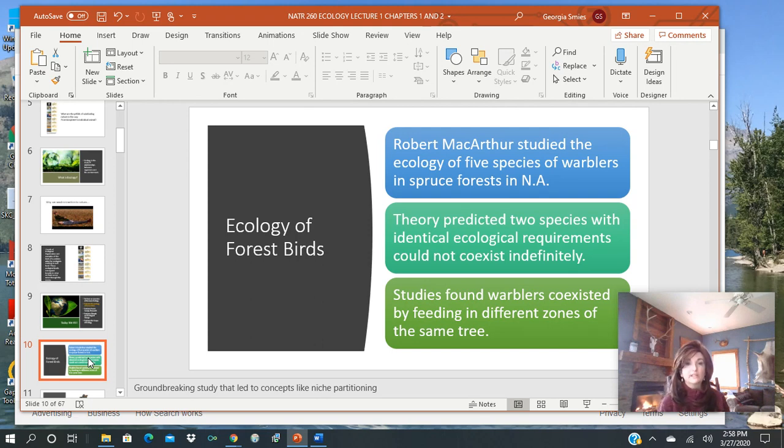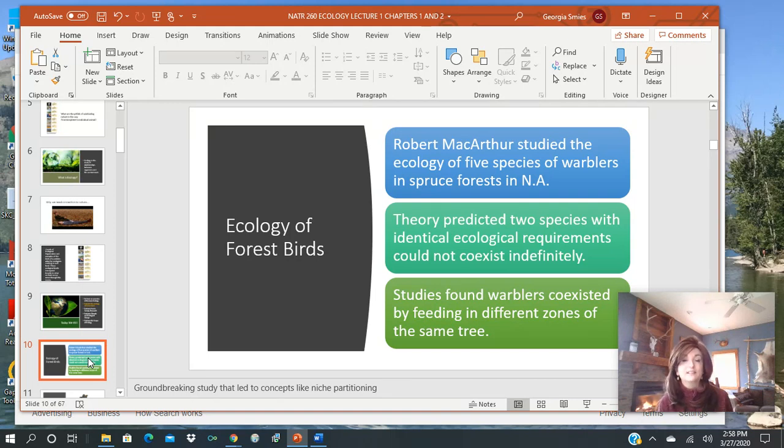Now, he had a working theory, and he predicted that two species inhabiting the same ecological niche could not coexist. And that's just an old paradigm in ecology, right? If you have two animals that need the exact same resource in the exact same area, there's no way that both of them can live there. So he thought he would be able to perform a pretty classic niche study. Well, he was really surprised at what he learned.